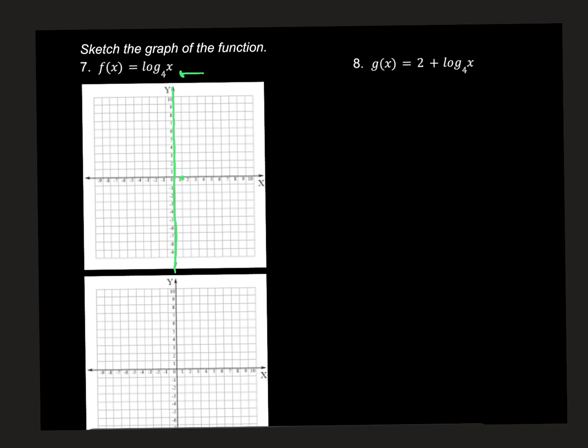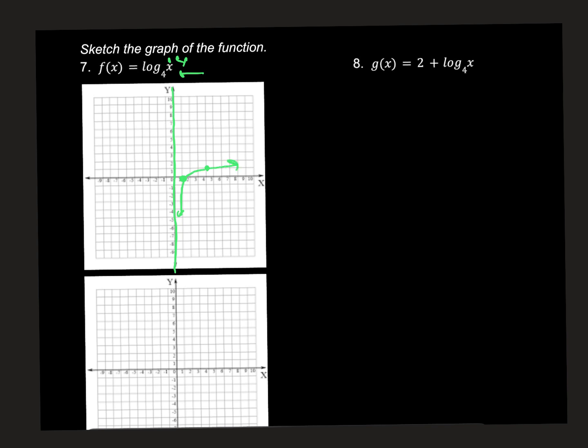Here we're going to go 1 to the right, because if I plug in 1 for the x right there, 4 to what power is 1? 4 to the 0 power is. Now, the second thing I'm going to plug in is always whatever the base is. I'm going to plug in a 4 right there, because log base 4 of 4 is 1. So I'm going to go to 4, 1. There's my second point. Make sure I can see your 2 points there. Connect the dots. And there you have it.